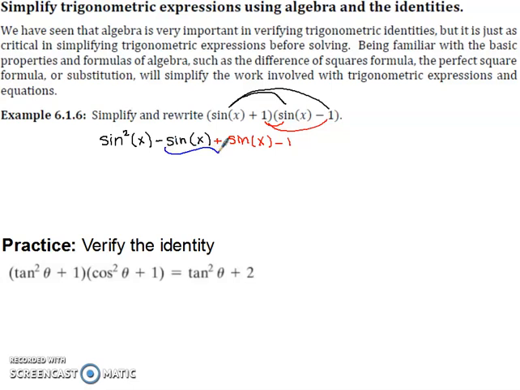Simplifying, I can add these two terms together. They are inverses, which causes them to go away, leaving me with just sine squared of x minus 1.